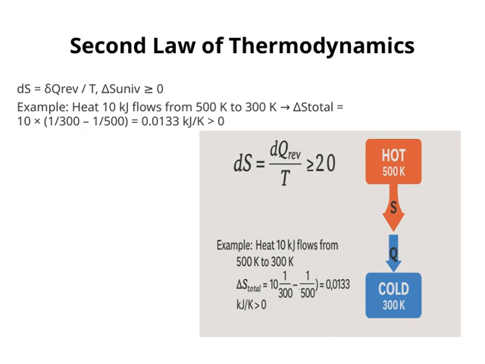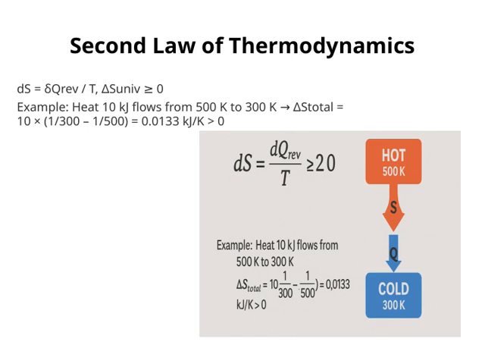Now let's take a closer look at the second law of thermodynamics. As you can see, it's expressed with the equation ΔS equals ΔQ rev divided by T, and the key inequality that the total entropy change of the universe, ΔS univ, is always greater than or equal to 0. This tells us that in any real process, the total entropy either increases or remains constant, but never decreases.